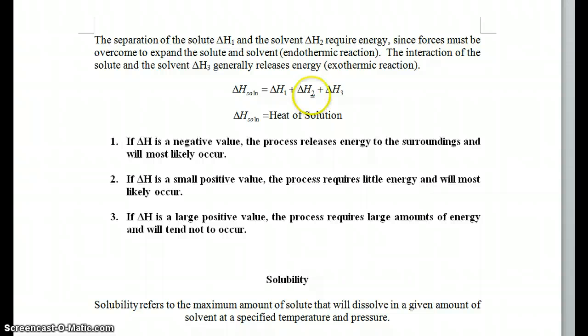So when we consider all three of these delta H's in unison, the three steps that were described above, that is what is equal to the enthalpy of solution, or the heat of solution. So basically the energy that is required to make something dissolve. Okay? And if this delta H is negative, then that's most likely going to occur because it's energetically favorable. And then if it's a small positive value, then it is likely to occur because not that much energy input is required. If it's a large positive value, it's probably not going to happen because that's difficult.